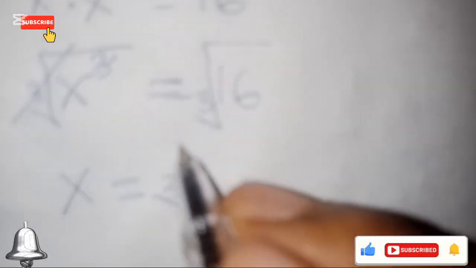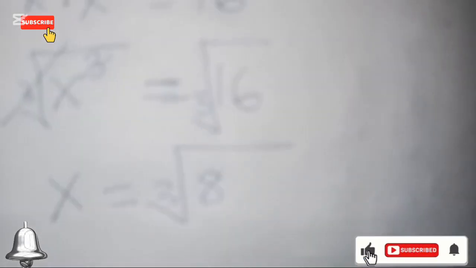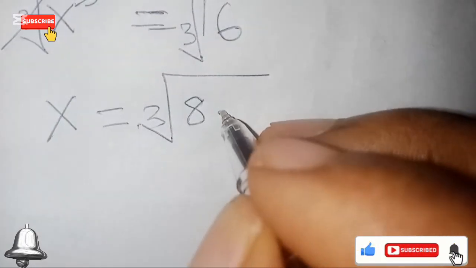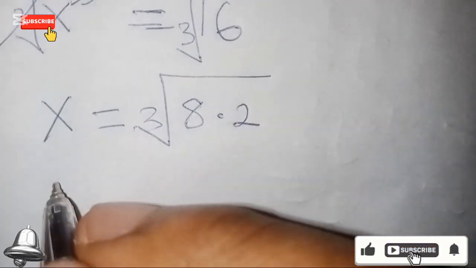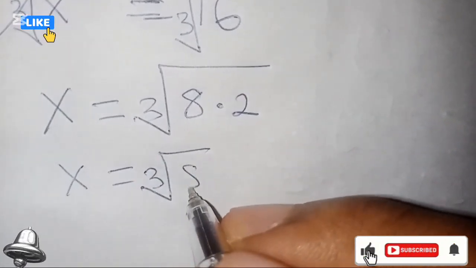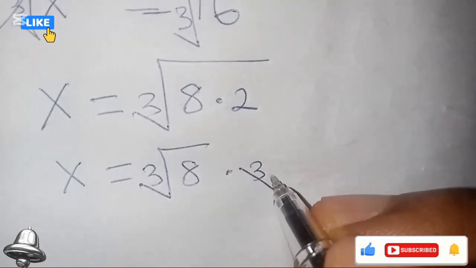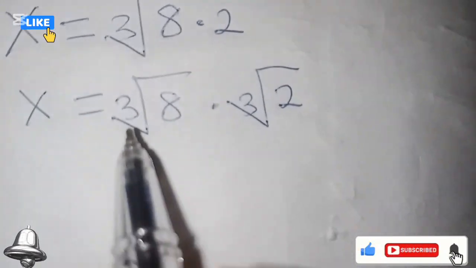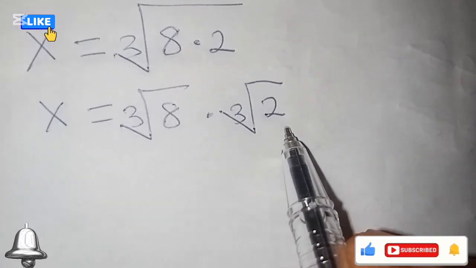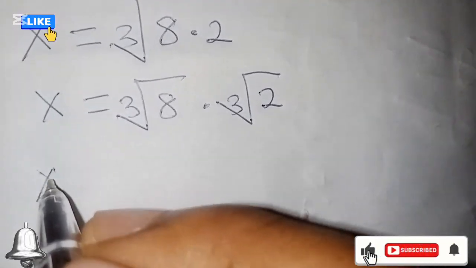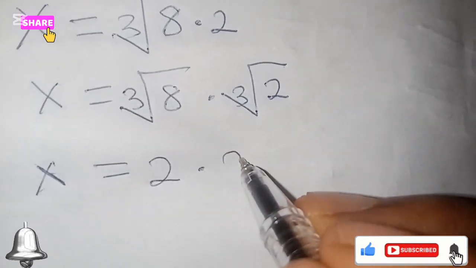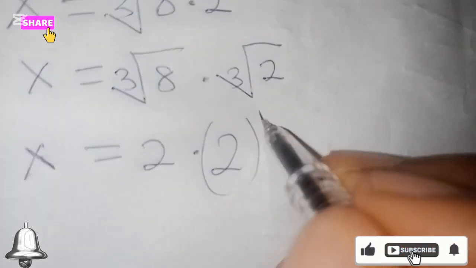Now the cube root of 16 can also be written as the cube root of 8 dot the cube root of 2. So this gives us the cube root of 8 dot the cube root of 2. Now we know that the cube root of 8 is 2, while this can also be written as raised to the power of.